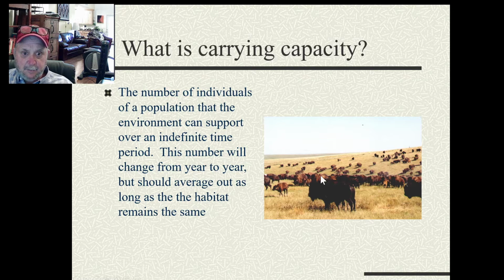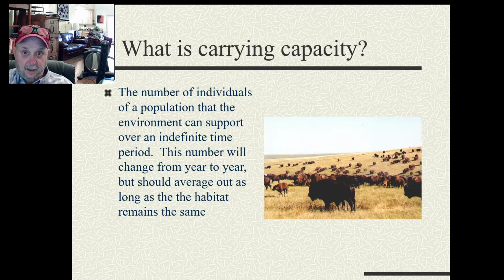So in carrying capacity, again, here's a biological definition: the number of individuals of a population that the environment can support over an indefinite period of time. The number will change from year to year, but should average out as long as the habitat remains the same. Most of you know where the White Tank Mountains are. There is a finite number of grass blades. There is a finite number of bushes in that mountain range. Therefore, there is a finite number of deer that can live there, because they are 100% dependent on those autotrophs, those plants, to produce the energy they need.